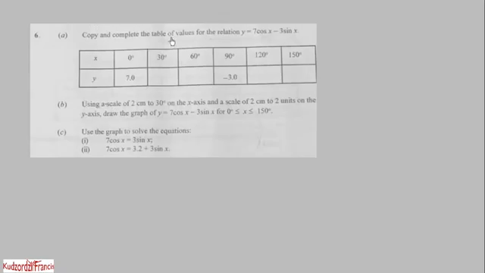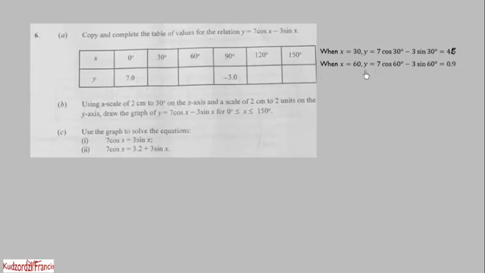Question 6. Copy and complete the table of values for the relation y is equal to 7 cos x minus 3 sin x. So this is the table, and to complete this table, we just fix in the values. When x equal 30, y will be equal to 7 cos 30 minus 3 sin 30, and that will be equal to 4.6. Supposed to be 4.6, not 4.5.